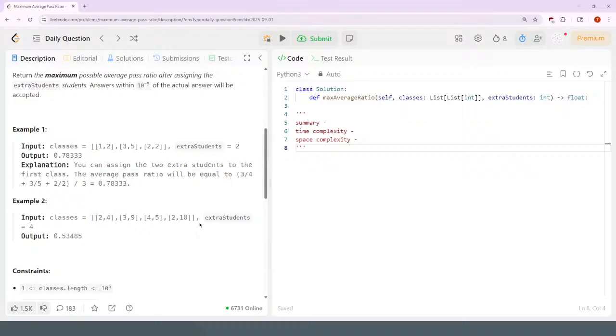Second example, classes, 4 extra students. Okay. Trying to think what is the best way of assigning students. So if it was a class that had 0 out of 10, so one student assigned there would be 1 out of 11. Would make the pass ratio 1 out of 11.